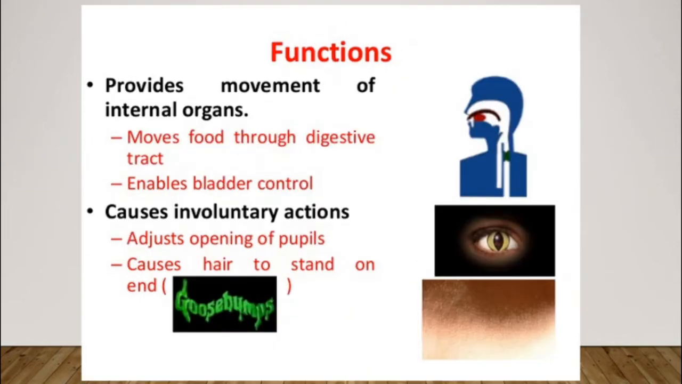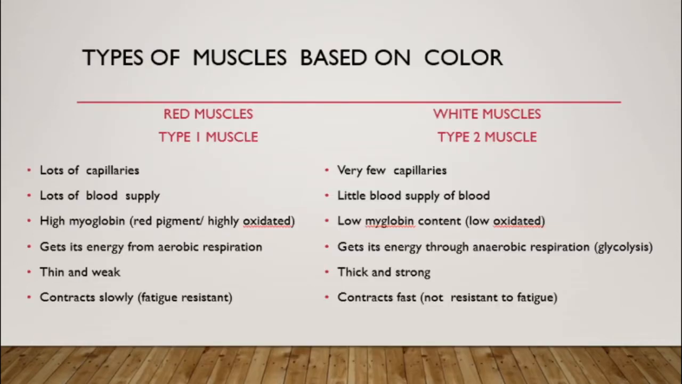Another function is that it provides movement to internal organs, so it moves food through the digestive tract. It enables bladder control. It causes involuntary actions, like the action of the pupil in the presence and absence of light. It causes the hair to stand up, or we have the goosebumps. So those are some of the functions of the muscular system.